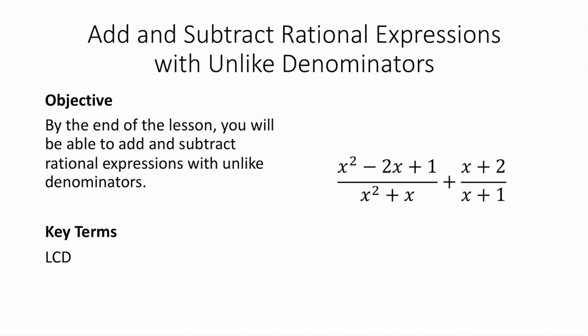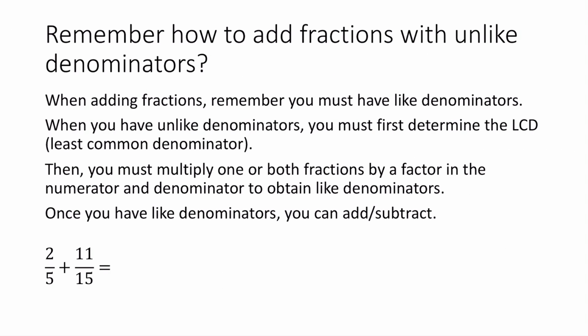So in this video, we're going to talk about how to add and subtract rational expressions with unlike denominators. So you remember how to add fractions with unlike denominators? Remember, you have to have a like denominator in order to add two fractions. So when you have unlike denominators, you have to first figure out the LCD, which is the least common denominator. Then you're going to multiply one or both fractions by a factor in the numerator and denominator in order to obtain the like denominator. And then once you have like denominators, you can add or subtract.